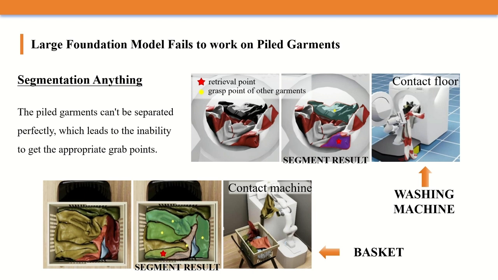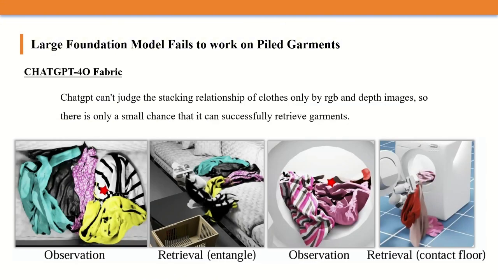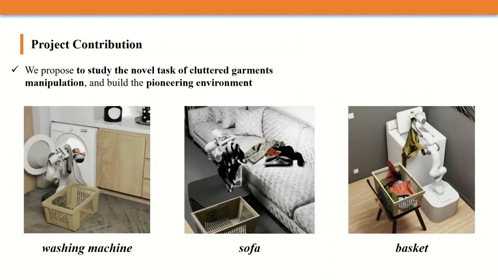However, as shown in this segment result image, the model fails to accurately segment piled garments, making it impossible to determine appropriate manipulation points. We also explored using ChatGPT-4o to infer potential spatial relationships between garments using RGB and depth images. Unfortunately, the performance was far below expectations. The model seems to just select random points, which were unreasonable in most cases and unsuitable for effective manipulation. To address these issues, we developed a solution centered on affordance.